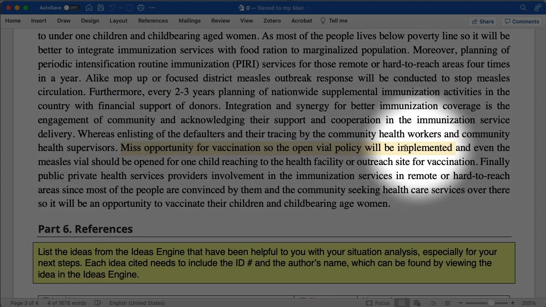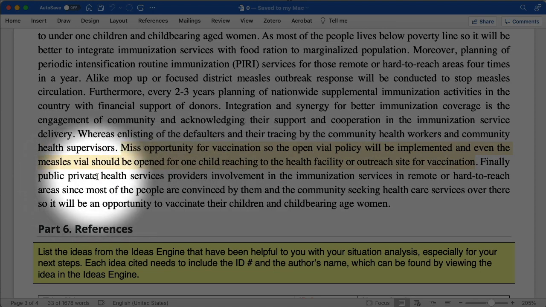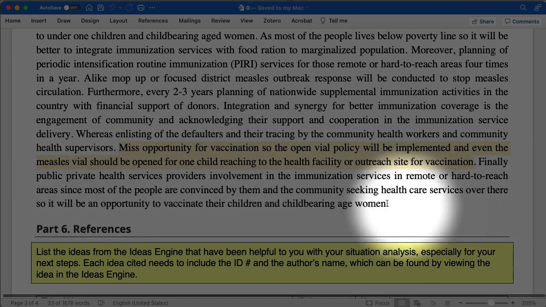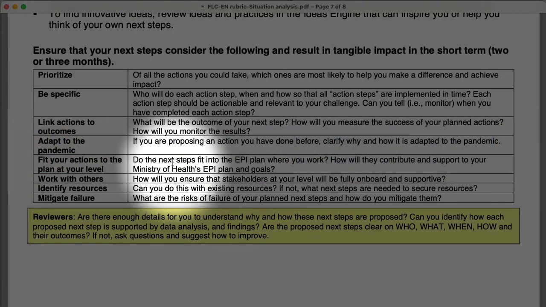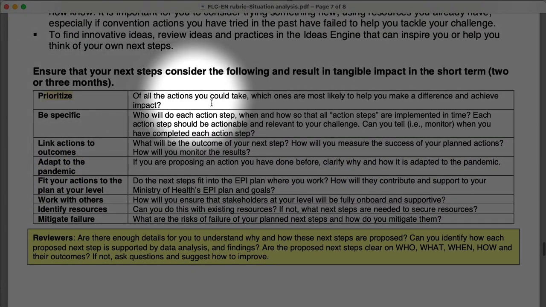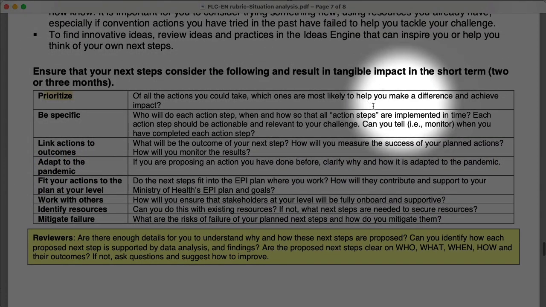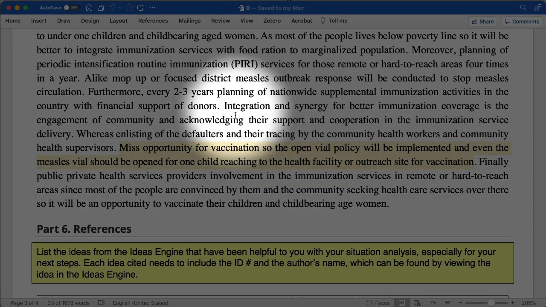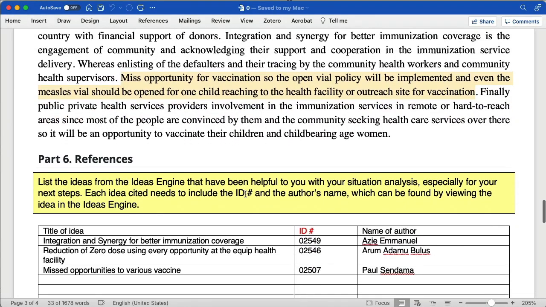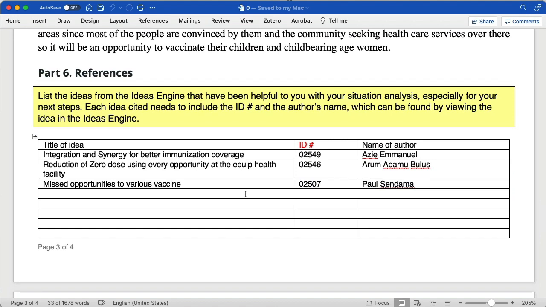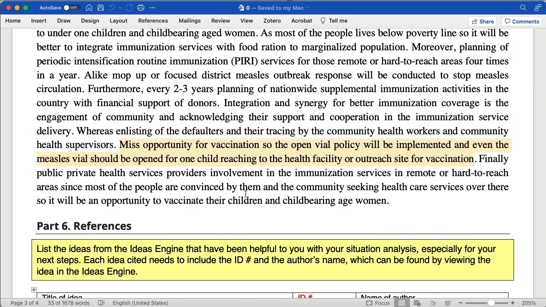Missed opportunity for vaccination, open vial. Okay, so this is a good inventory. What I'm missing maybe is the prioritization. So if we go to the rubric, the first item is prioritization. Which ones are the most likely to help you make a difference? Because for this author, we're going to ask them to then develop the action plan around this challenge. And so probably at this stage, what's important is a situation analysis.